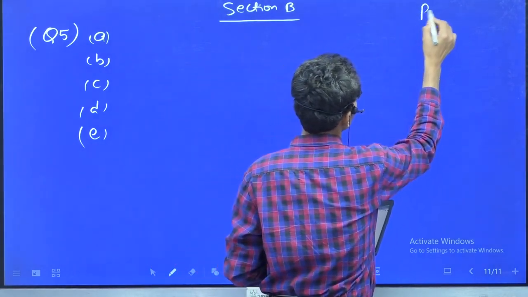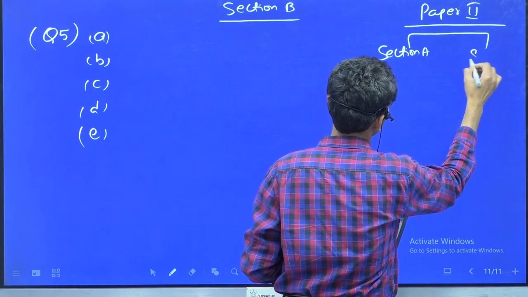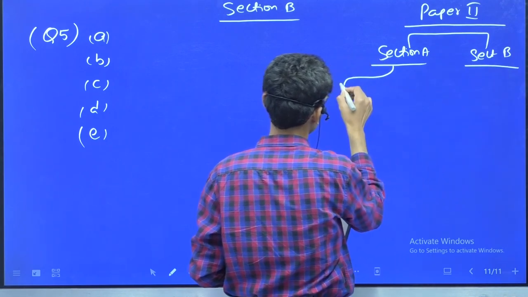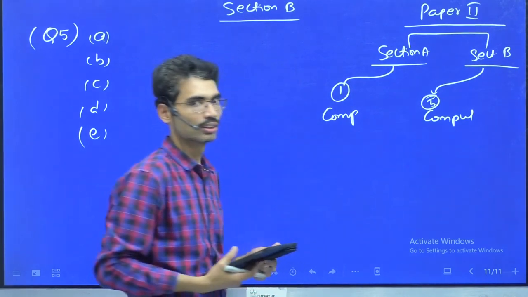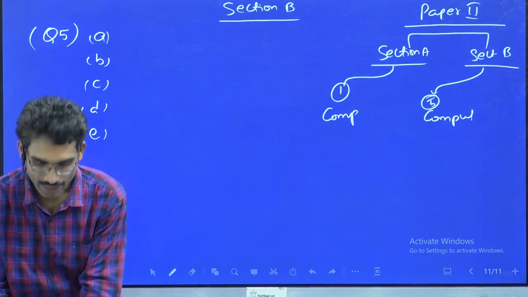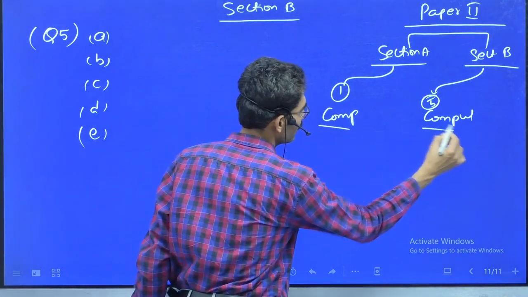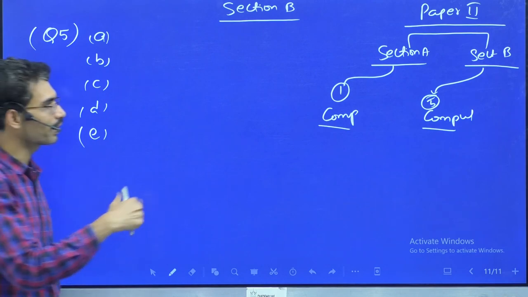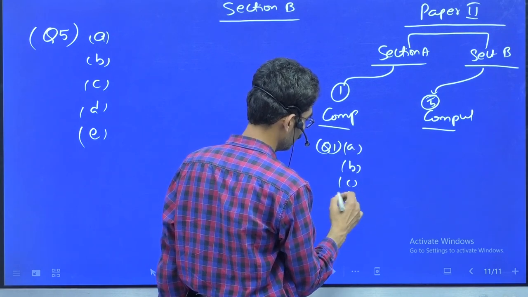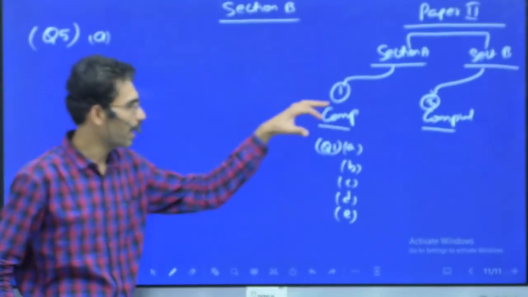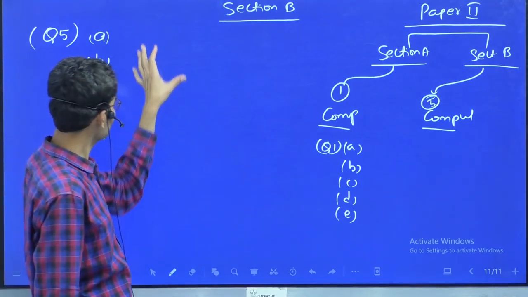And when it comes to paper two, here also section A and section B, same thing, first compulsory, fifth compulsory. So when it comes to paper two, section A and section B contain question number one and five compulsory, like in case of paper one. This compulsory and this compulsory contain five questions like this. That means in paper two, section A contains question number one, A, B, C, D, E, like this. Only in paper one, map will come. In paper two, it is similar to section B in paper one. So this pattern is same.